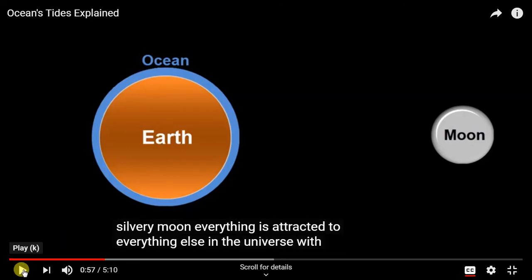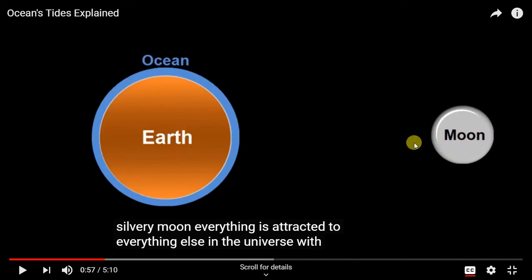This is what everything is attracted to everything else in the universe means. It is Newton's law of universal gravitation. We said we have attraction between any two things. We can feel it if we are beside very huge objects such as planets. If we are beside normal objects, we cannot feel it at all because it's negligible. So everything is attracted to everything.